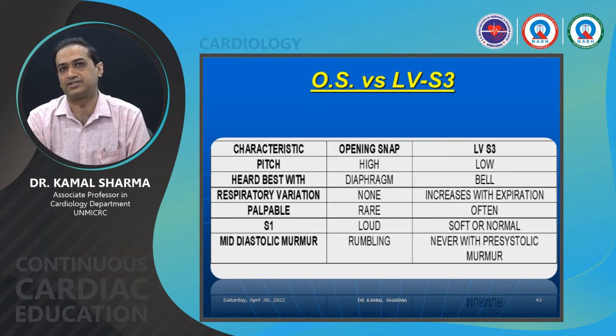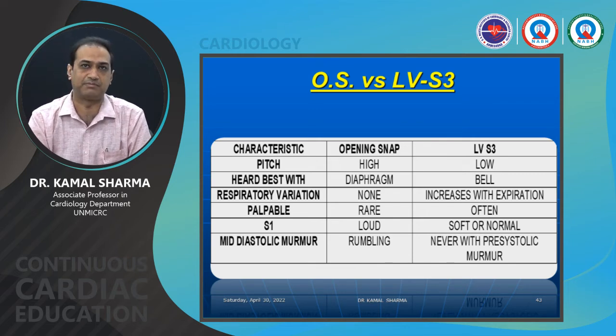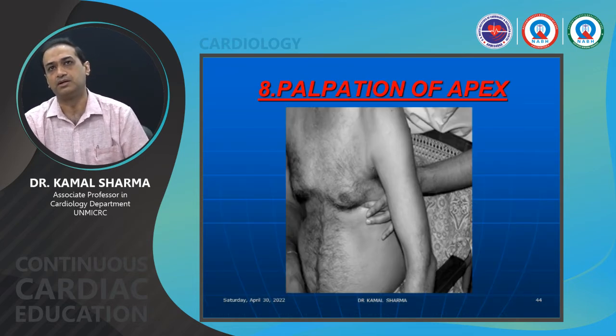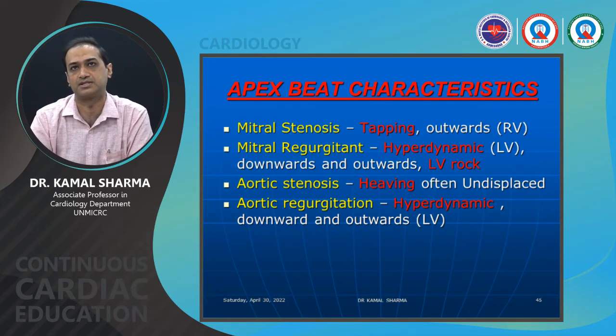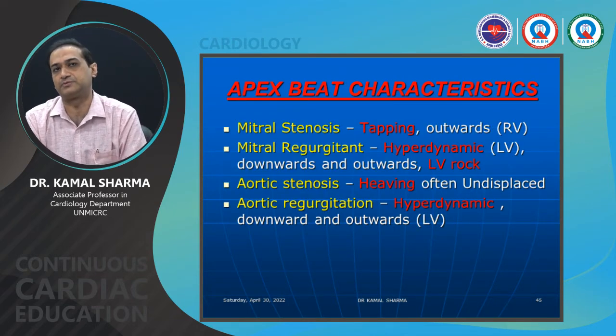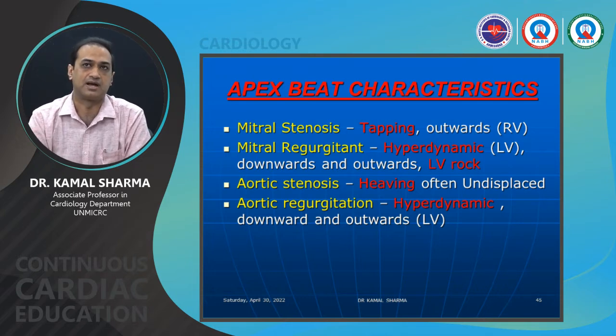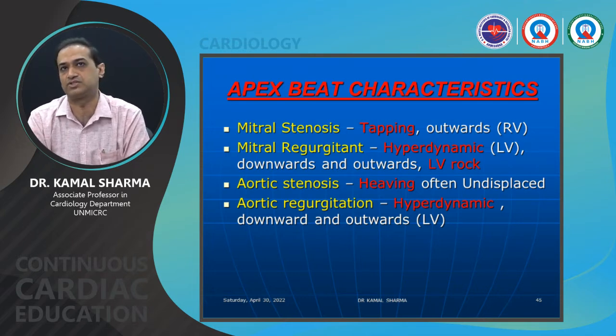Opening snap and LV S3 need to be differentiated, especially on the basis of findings of PAH, loud S1 and mid-diastolic murmur. Demonstration of apex beat palpation can be done from the back like this, as is described in Abrams. The characteristic of the apex beat would be tapping in mitral stenosis, hyperdynamic in mitral regurgitation, which is often called LV rock.